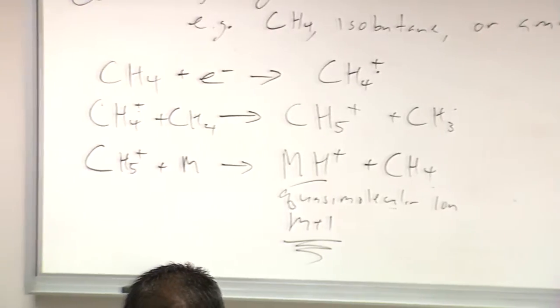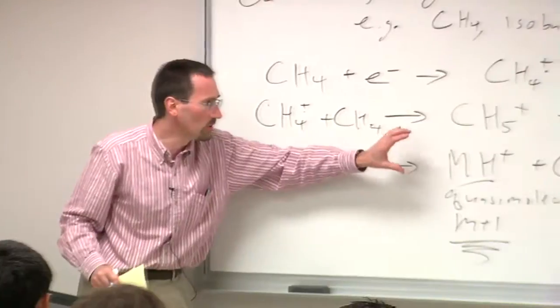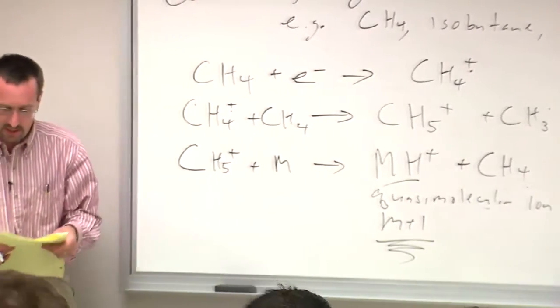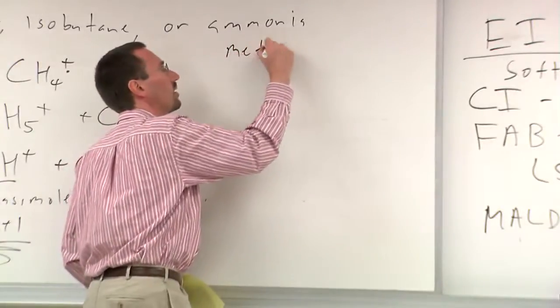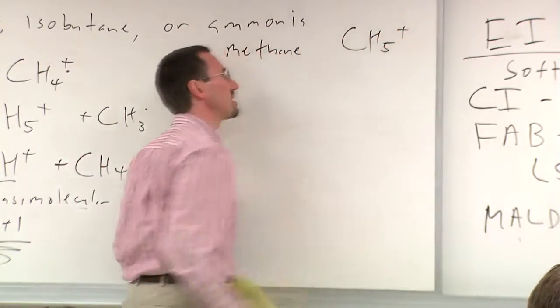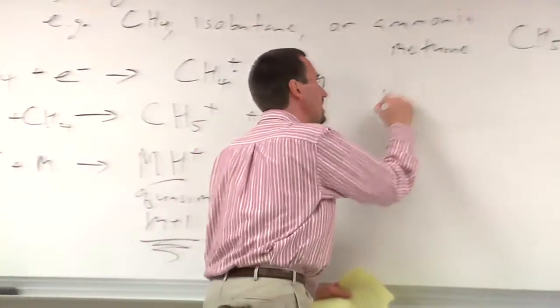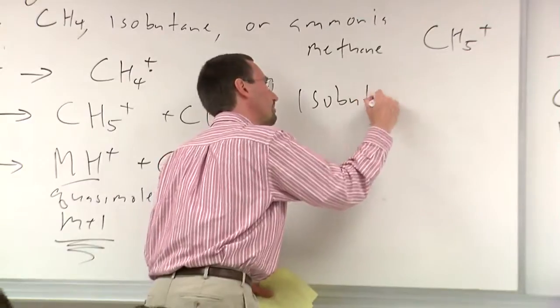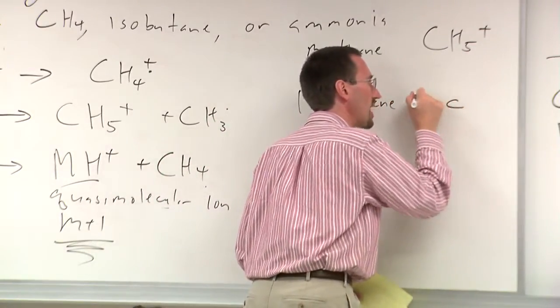And sometimes you'll see other things glomming onto the molecule, including alkene fragments in CI mass spec. So methane gives rise to the CH5 plus as your reagent acid. Isobutane gives rise to a tert-butyl carbocation.